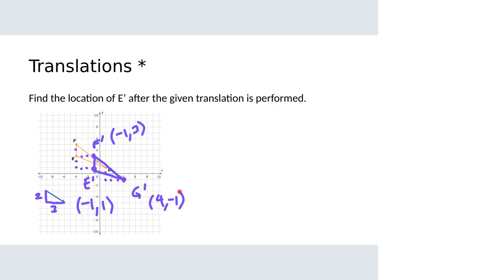And very good, Summer. The idea is that this vector over here tells us how to move all the points. We move them. We have our new triangle. So we started out with triangle EFG, that was our pre-image.